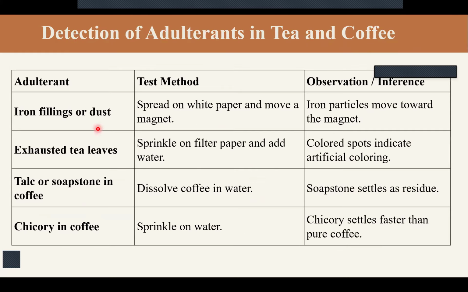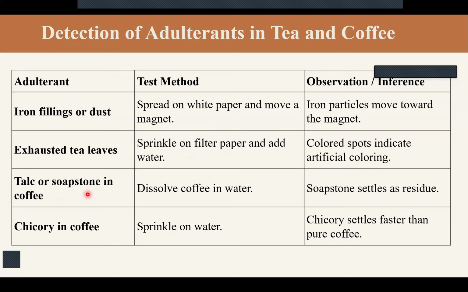Next, we have the adulterants in tea and coffee. Iron filings can be identified by using a magnet. The exhausted tea leaves can be repacked again and sent as new fresh tea leaves. We can identify it when we sprinkle water on filter paper. The colored spots will indicate that there is artificial coloring.